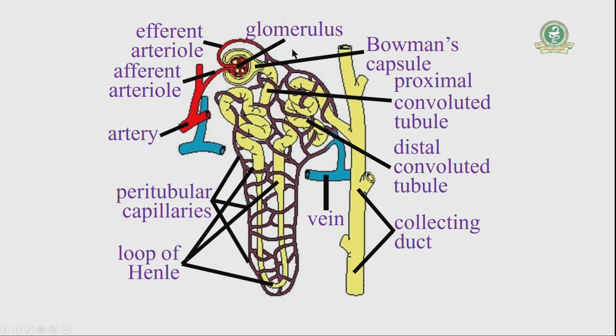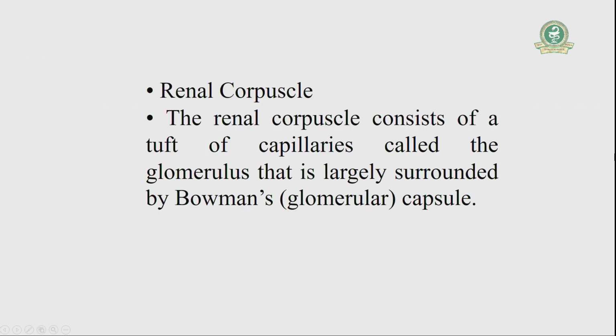And we can see the nephron. This artery branches to arterioles. This is the afferent arteriole. This is the efferent arteriole. This is Bowman capsule. This is the proximal convoluted tubule. This is the loop of Henle. This is the distal convoluted tubule and collecting duct.